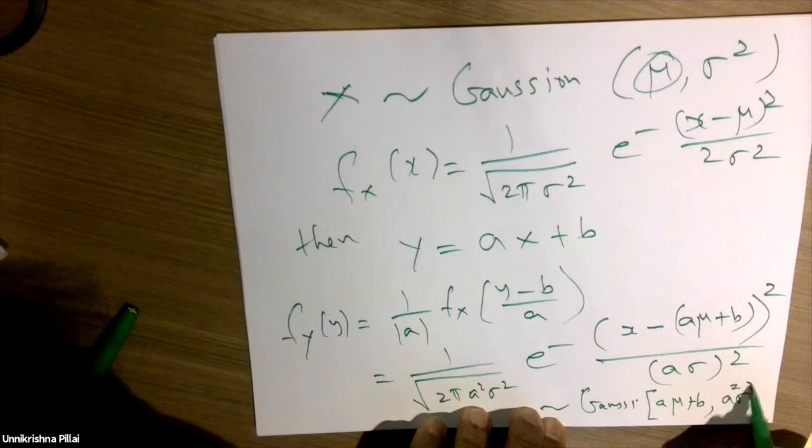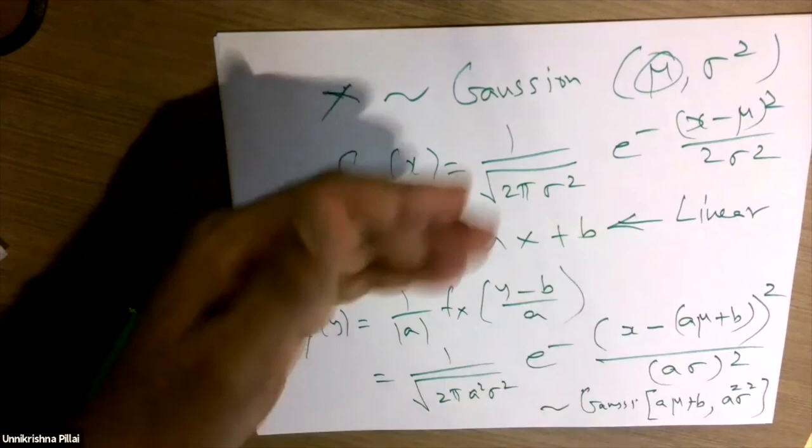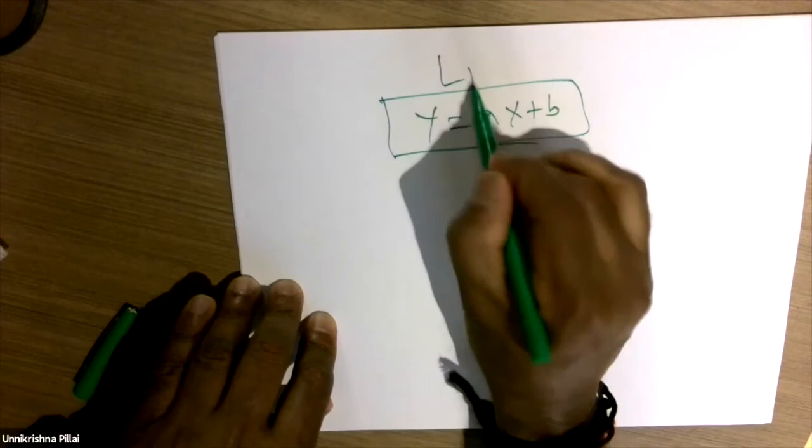So this is a theorem. This is a linear transformation, right? Linear. So under linear transformation, a Gaussian stays as Gaussian, but of course with different parameters. So if you want, you can write it like this. Some linear transformation Y equal to aX plus b. This is linear. Then Gaussian going in gives you Gaussian coming out.